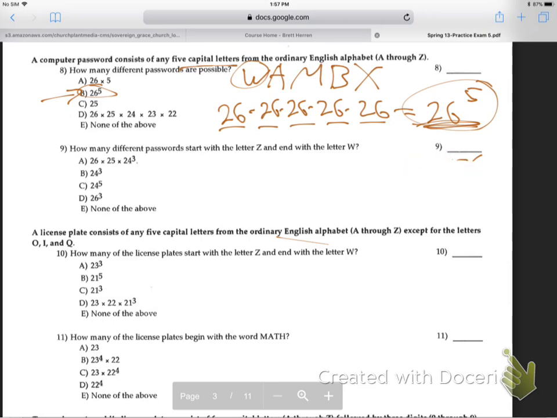How many different passwords start with Z, end with W? Okay. Let me encourage you to do it. Actually do it. Pick a password that starts with Z, ends with W, do whatever you want in between. And then think back and think, okay, what did I just do? How many decisions did I make? And how many options did I have for each of my decisions?